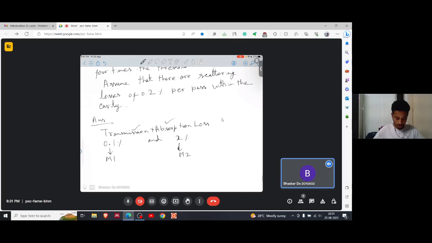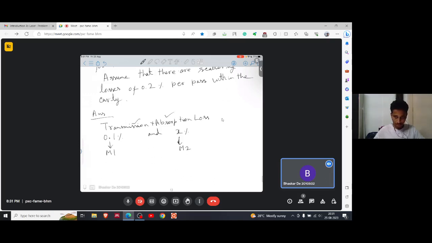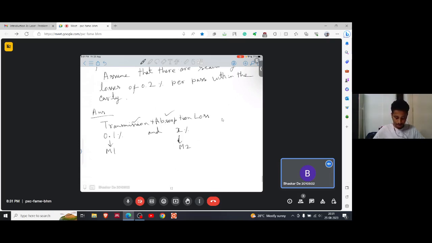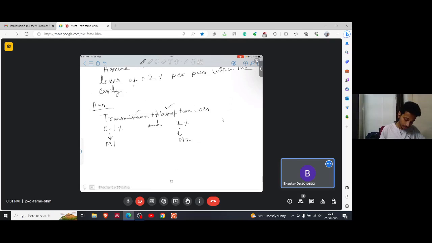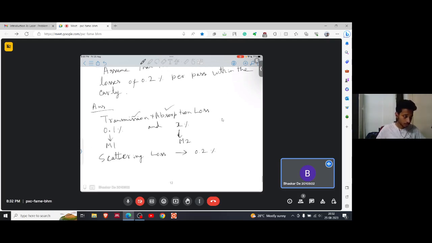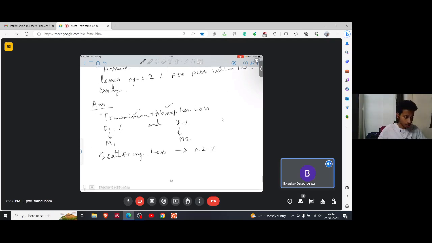So 0.1% is lost in transmission and absorption, and for the second mirror 2% is lost in transmission and absorption. And then there is the scattering loss, 0.2%. Okay, so now these are the values.